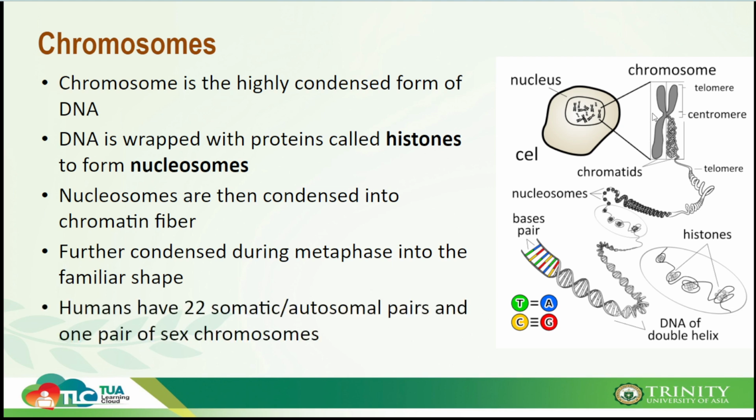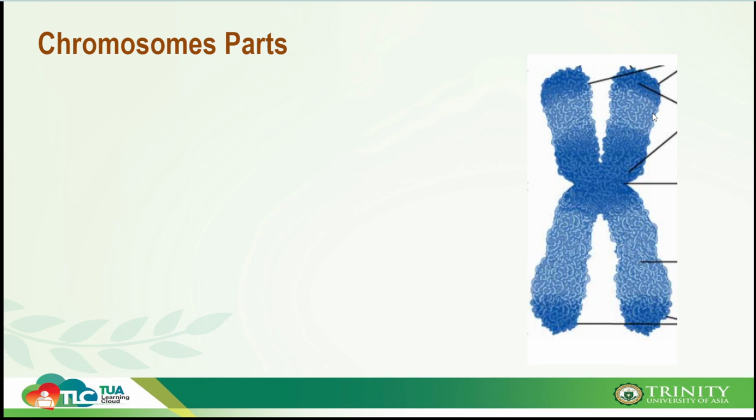And as mentioned, humans, we contain 22 somatic, or in genetics, we better call it autosomal pairs. So 22 pairs, or in total, 44 chromosomes plus one pair of sex chromosomes. So if it is XX, then that is a female. If it is an XY, that is a male. So in total, 44 somatic or autosomal plus 2 sex chromosomes, a total of 46 chromosomes. Now, as mentioned, during metaphase, this is how we will see our chromosomes.